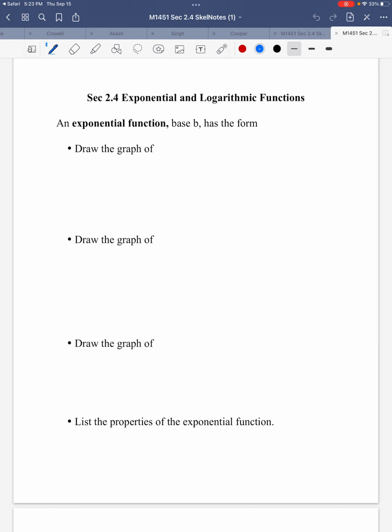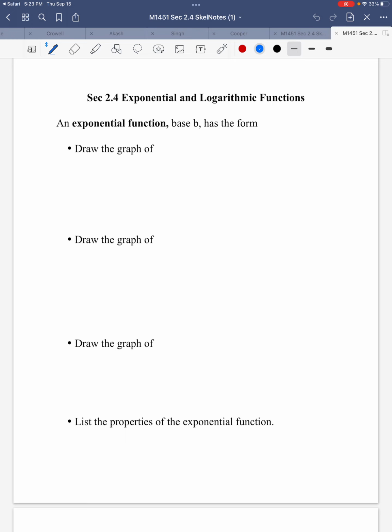Hello, here's the video that I promised you to finish up section 2.4. We had section 2.4 started the other day, but I'll go ahead and review what we've done. We were talking about exponential functions, and we're working our way toward log functions.